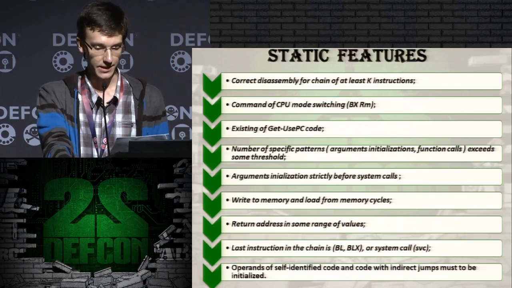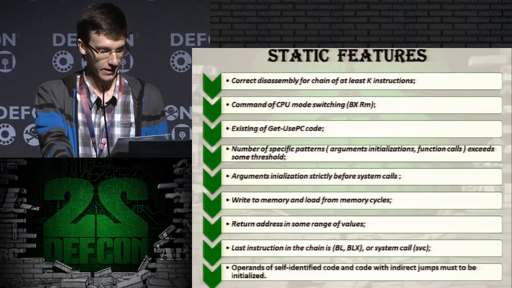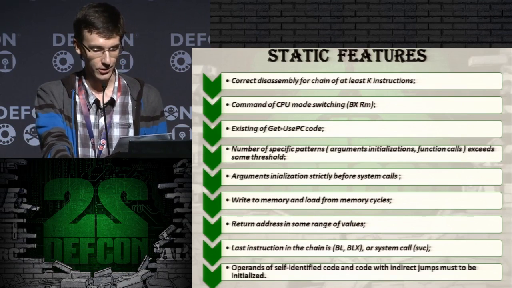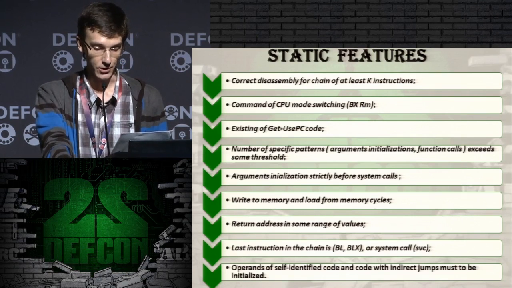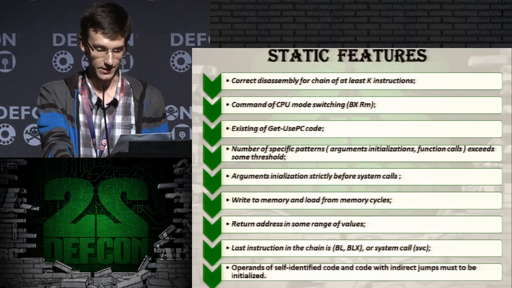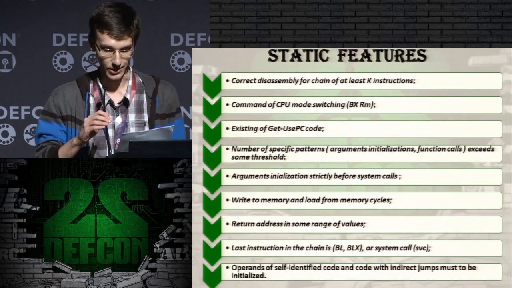So, starting from a certain threshold, we can assure that we see a shellcode. The second feature is one related to the shellcodes for ARM. This feature represents the technique of writing ARM shellcodes. More than 80% of existing ARM shellcodes use this technique, so it's a good feature.